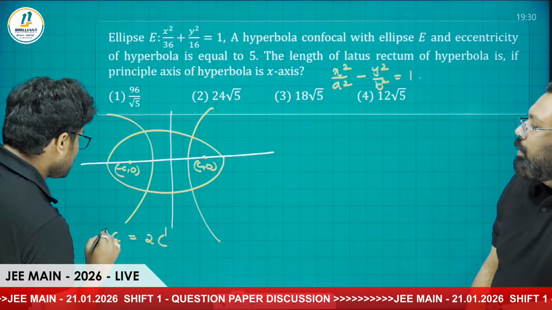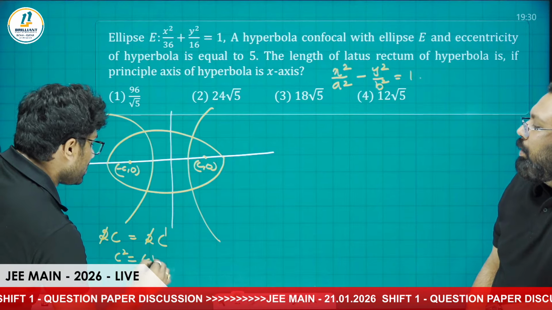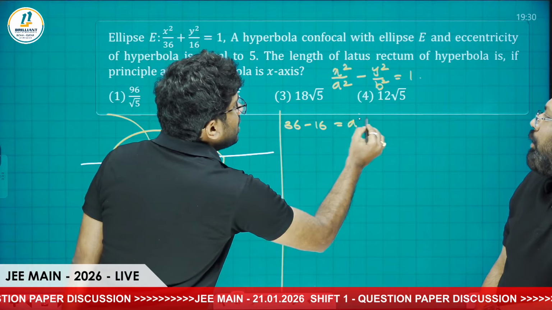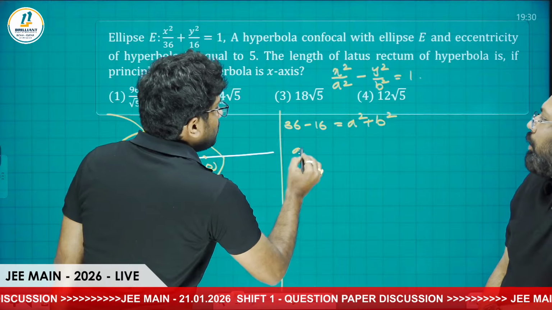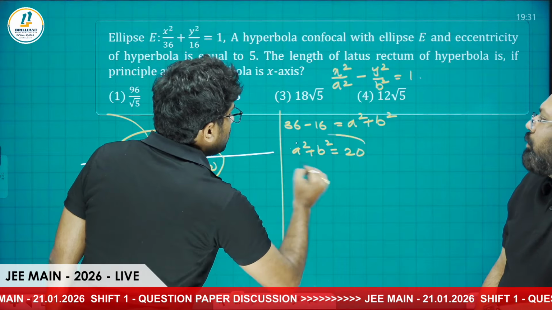So let's take c dash for the hyperbola. 2 gets cancelled. Squaring on both sides, c square is equal to c dash whole square. What is c square in the ellipse? It is a square minus b square, that is 36 minus 16, which is equal to c dash square. In the hyperbola, c dash square will be a square plus b square. So a square plus b square is equal to 36 minus 16, which is equal to 20.